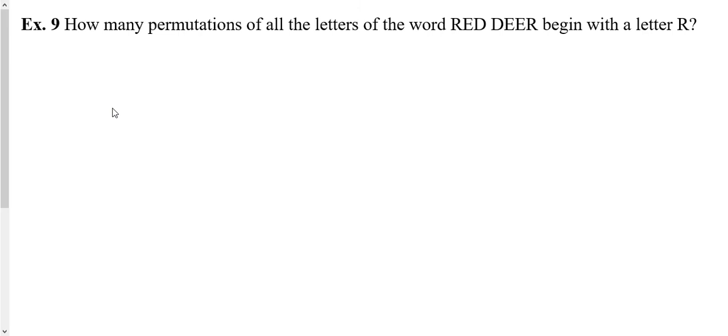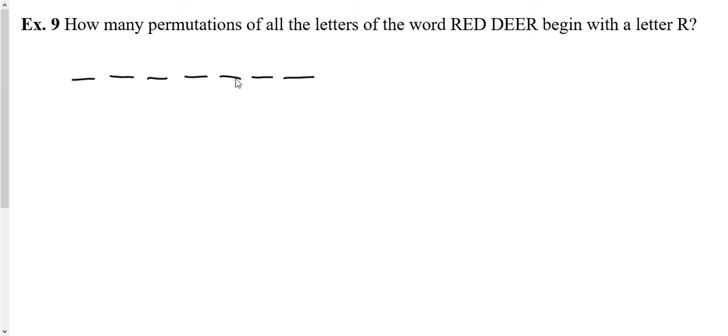In the next example, example 9: how many permutations of all the letters of the word red deer begin with the letter R? In this case, I'm going to switch over to something like FCP, because if I want to begin with the letter R, I can do something like this. First off, how many letters do we have in total? We have 7 letters in total, so I'm going to draw 7 blank lines: 1, 2, 3, 4, 5, 6, 7.